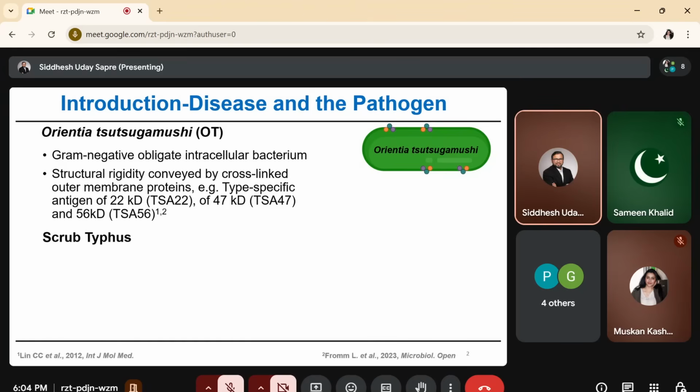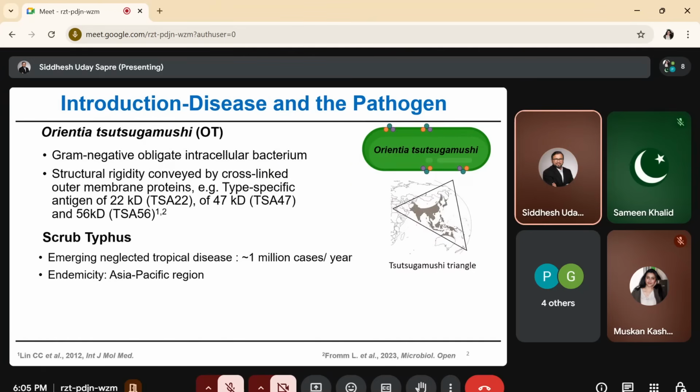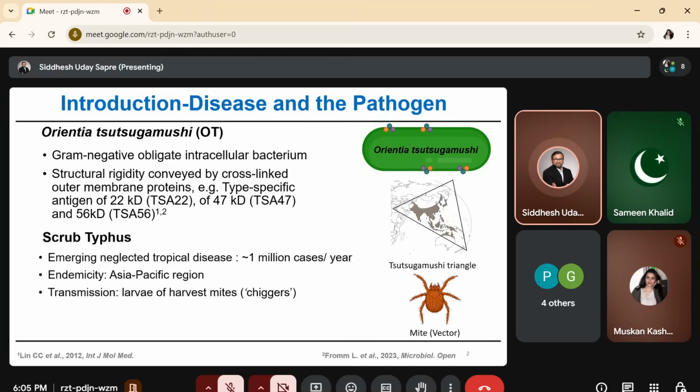The disease is called scrub typhus. It is an emerging neglected tropical disease which causes about 1 million cases per year. It is endemic to the Asia Pacific region, whose visual representation can be seen on the right hand side, called the Tsutsugamushi Triangle, and India is one of the affected regions as well. The transmission occurs by the larvae of harvest mites, which are also known as chiggers, whose cartoon can be seen on the right hand side. So it acts as a vector.